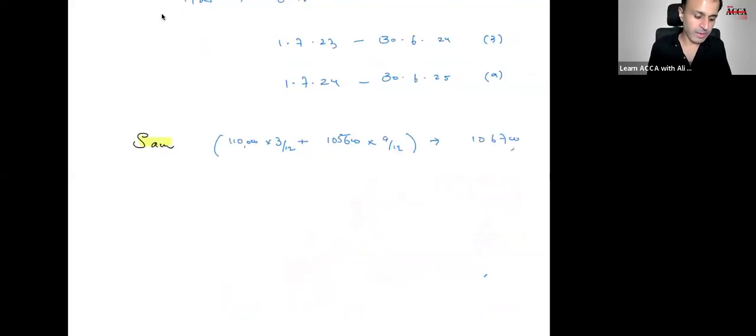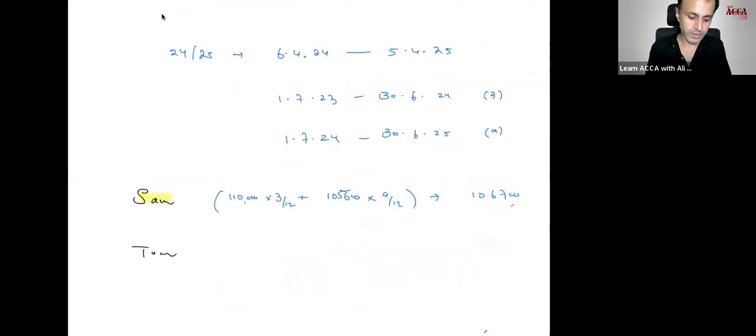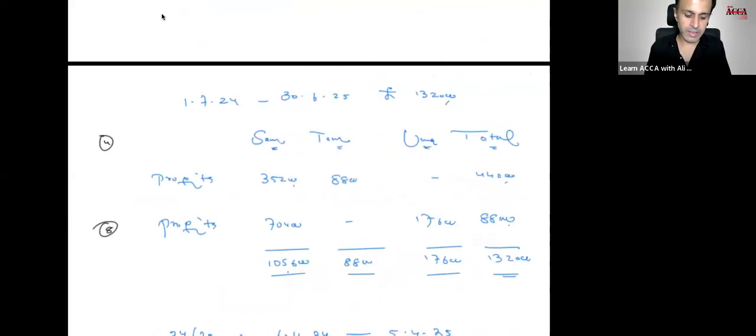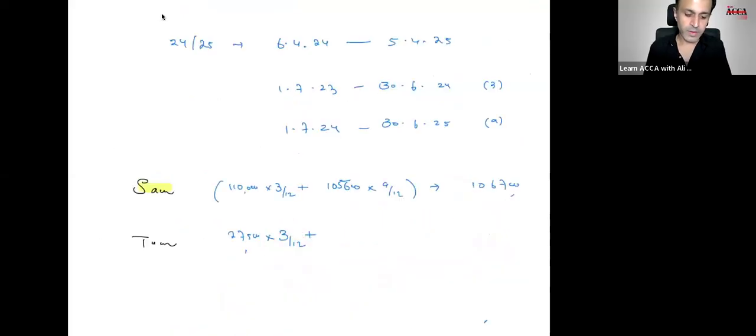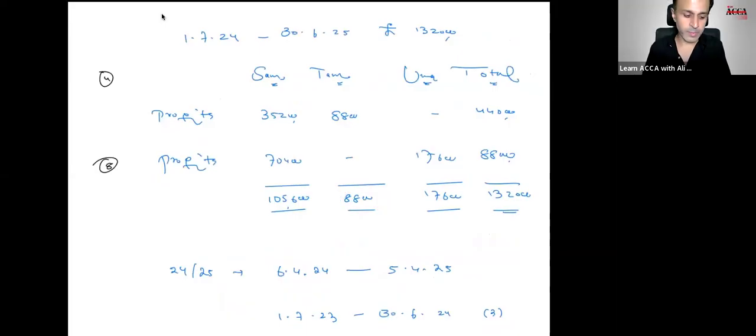Now I will do the same thing for Tam. The profit we have worked for this one is 27,500. We will have to take 3 months out of it. And for this one, the figure we have is 8,800. But this 8,800 represents how many months? 4 months. Be very watchful. This 8,800 belongs to 4 months.